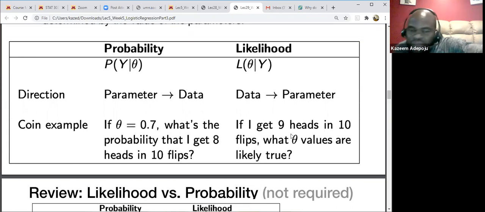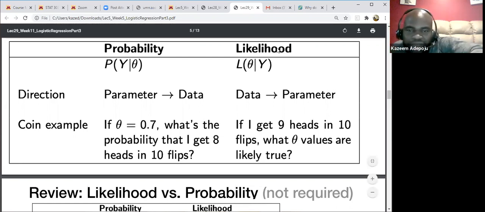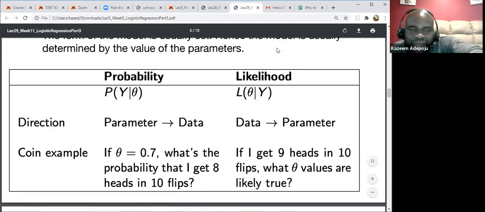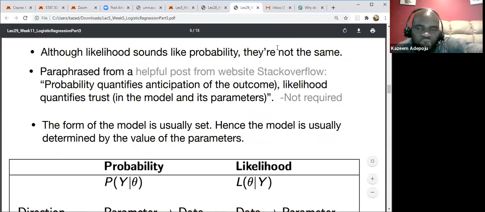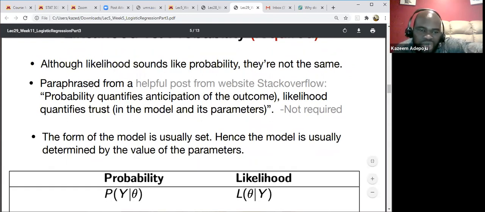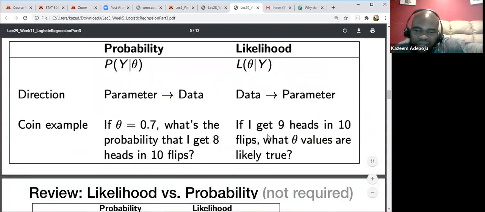So anytime you are trying to say what theta values are likely true, you are actually investigating the likelihood. And that was the reason why I said the likelihood will enable us to quantify trust. And how can we quantify trust? Trust in what? Okay, trust in the model and its parameters.